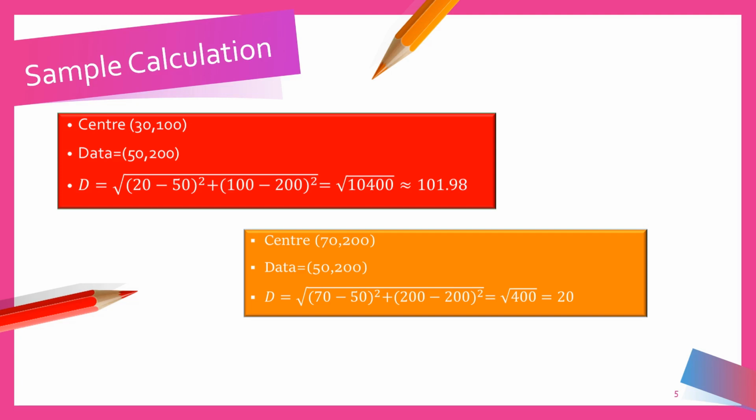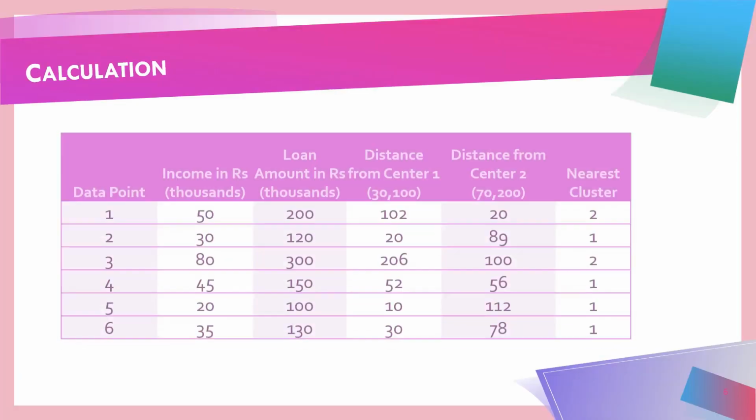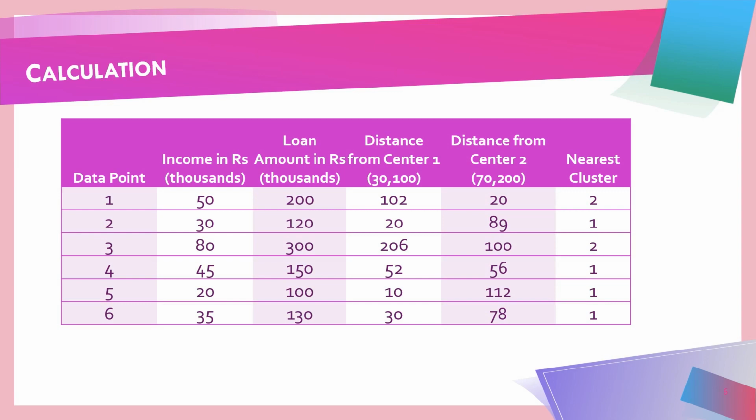The distance from the first cluster center is 101.98. Similarly, the distance from the second cluster center is calculated as 20. For all the data points, the distances from all the cluster centers are calculated as we have seen in the sample calculation. For cluster center 1, it is enlisted in column 3 and for cluster center 2, it is enlisted in the fourth column. Comparing columns 3 and 4 and finding the least value, the data point is assigned to the nearest cluster. 4 data points are assigned to cluster 1 and 2 data points to cluster 2.